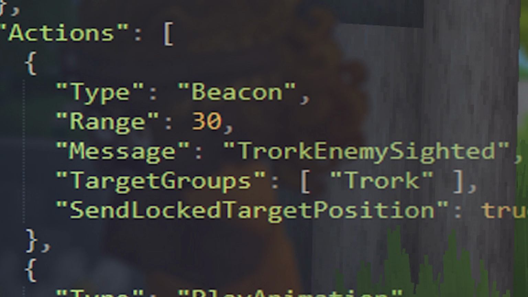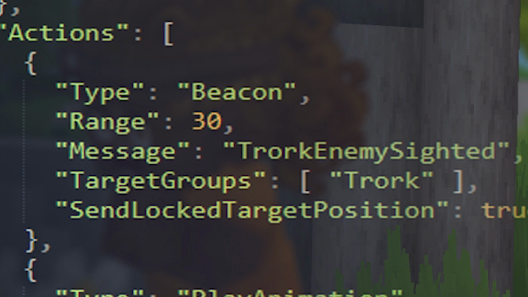So you've stepped within the range of 30, and that is going to trigger what is known as a beacon. This isn't something physical that you can see. This is essentially a signal emitted from the Trork to other nearby Trorks. So you can see at the very top there, we've got the word beacon. That's the beacon. Then beneath it, we've got Trork enemy sighted. So that is the message it is conveying to nearby targets.